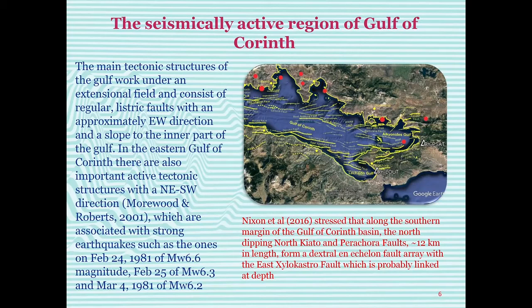The main tectonic structures of the Gulf work under an extensional field and consist of regular listric faults with an approximately east-west direction and a slope to the inner part of the Gulf. In the eastern Gulf of Corinth, there are also important active tectonic structures with a northeast-southwest direction, which are associated with strong earthquakes such as the ones of 1981.